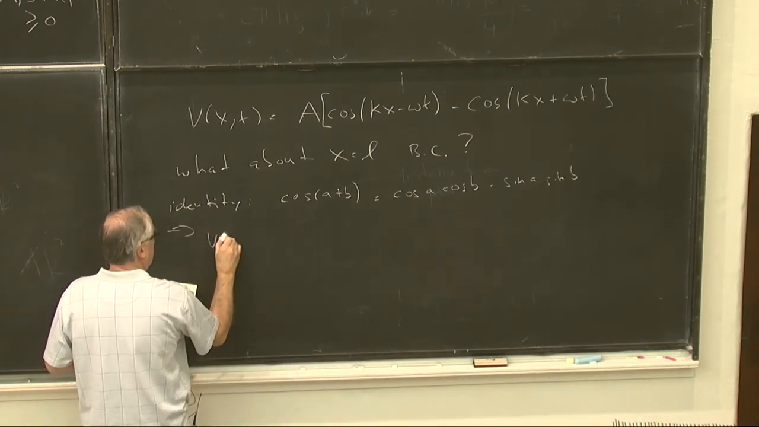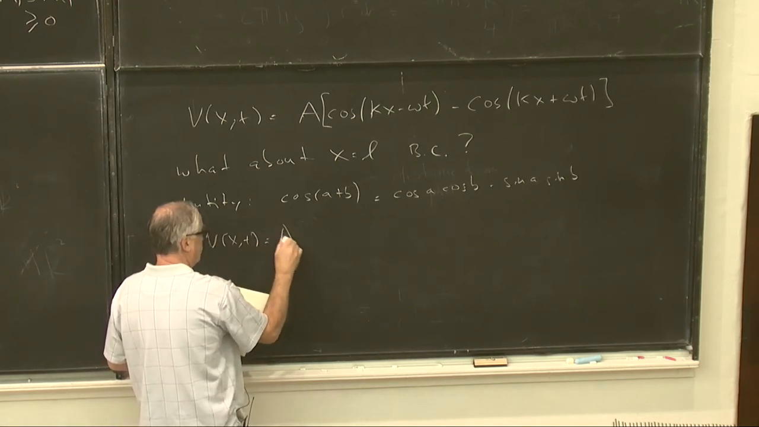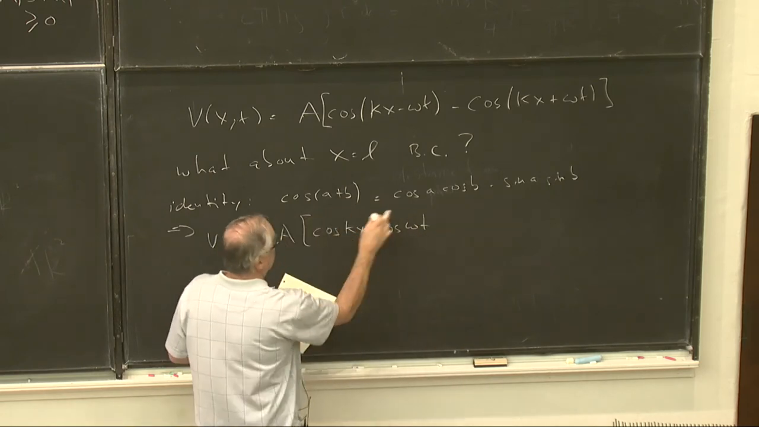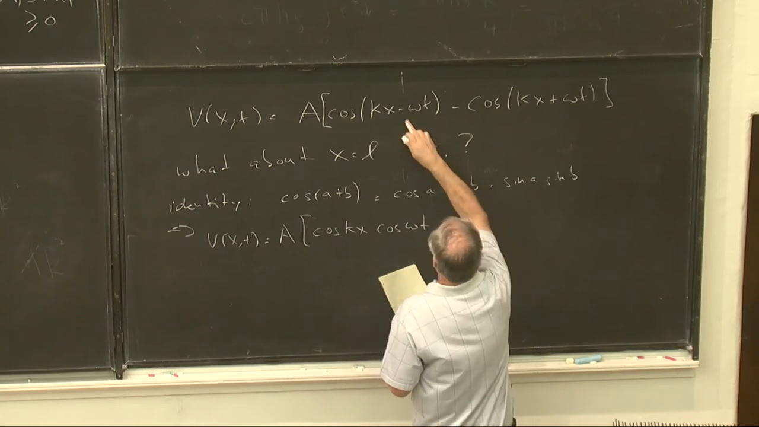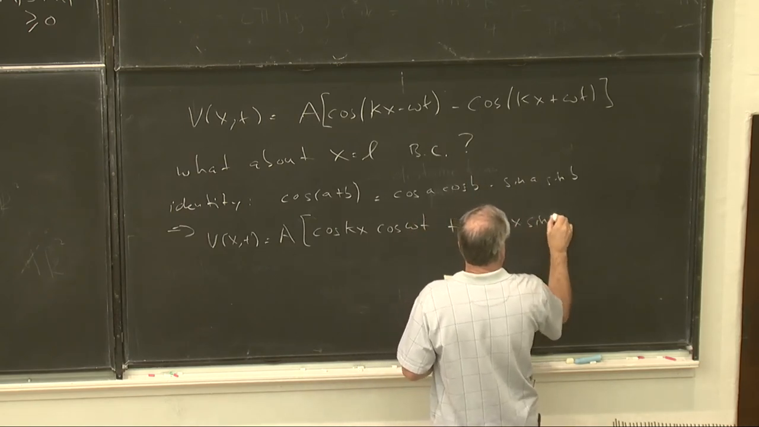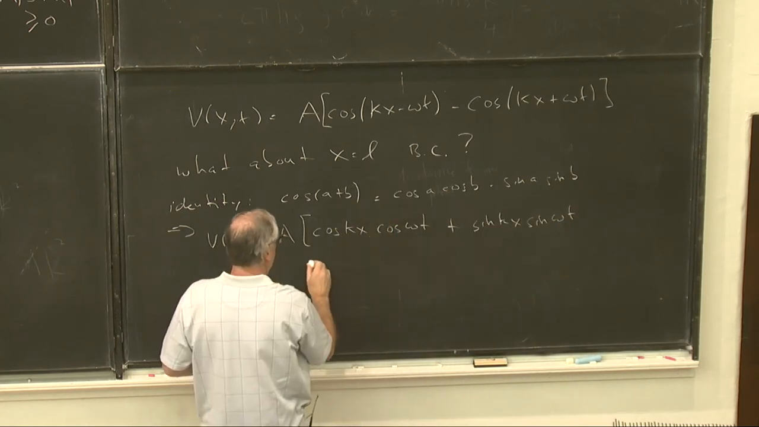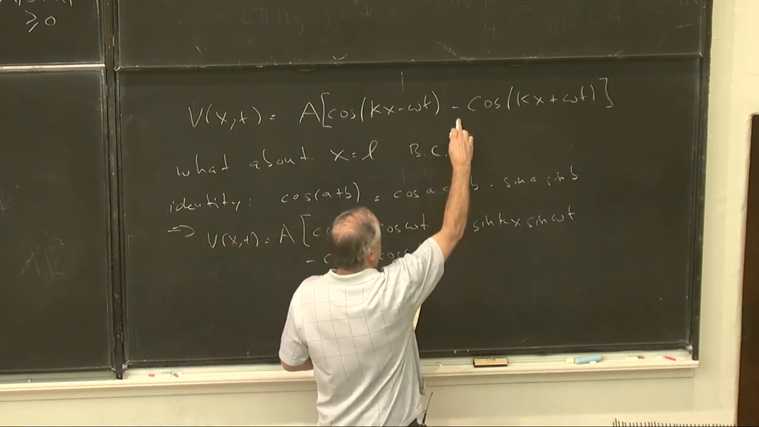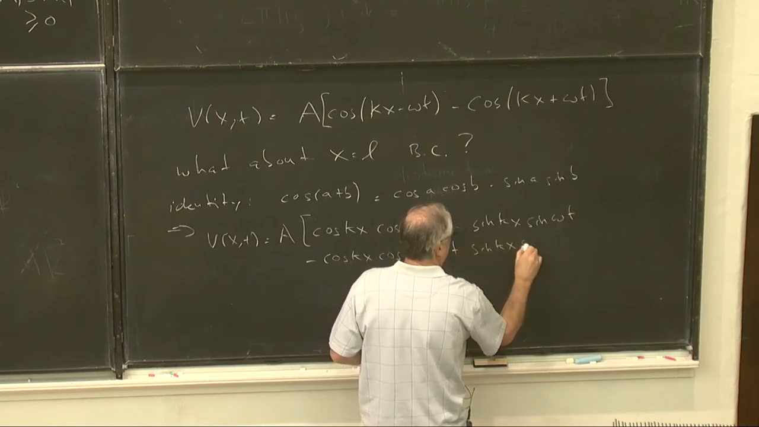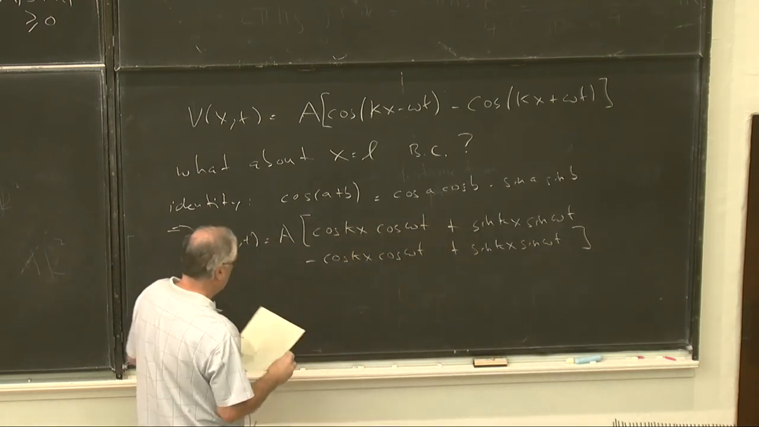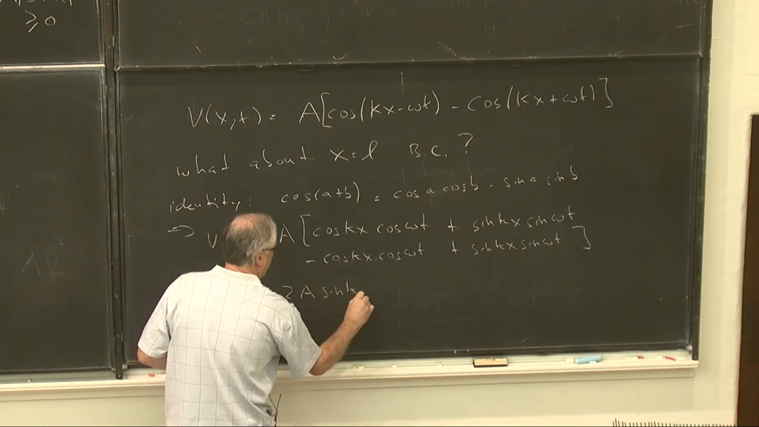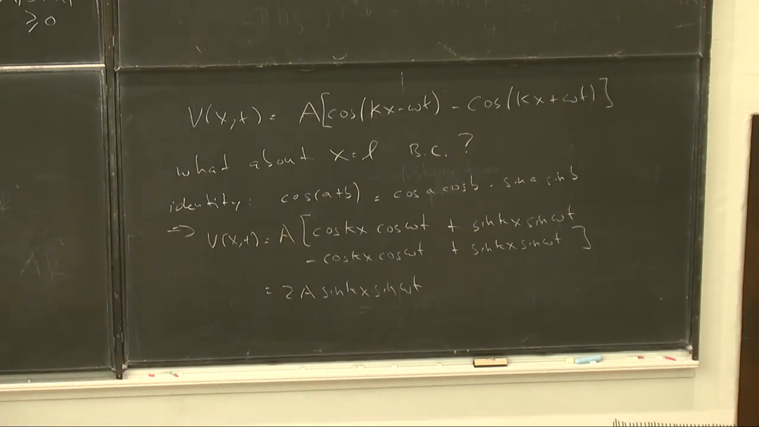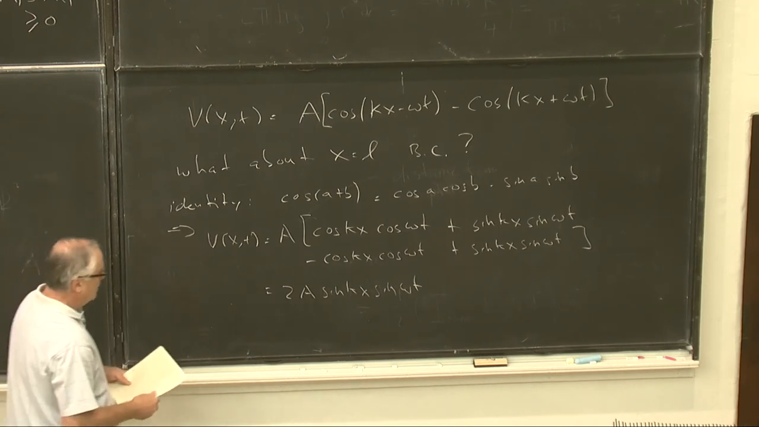And if we do that, we can write v of x and t as, well, it's kind of a mess, but it's not that bad. It just takes a lot of writing. Cosine kx, cosine omega t, so I'm just using this identity on this, plus, because there's a minus there, sine kx, sine omega t, and then for the other one, we have a minus cosine kx, cosine omega t, and then a minus times the minus here is a plus, sine kx, sine omega t. So this is just equal to 2 times a times sine kx, sine omega t. So that's going to be 0 at x equals L.